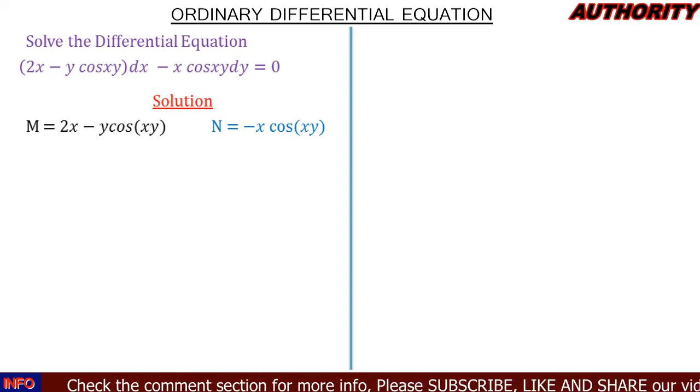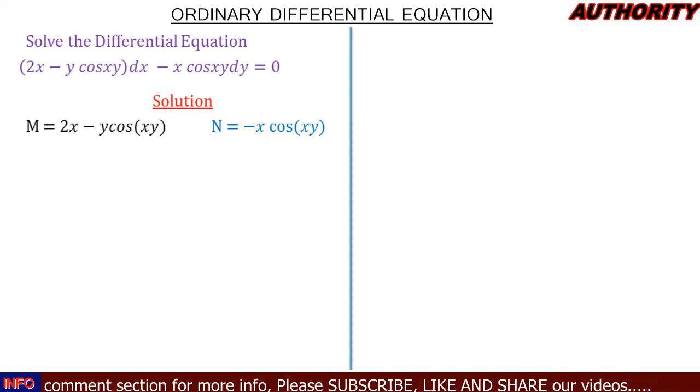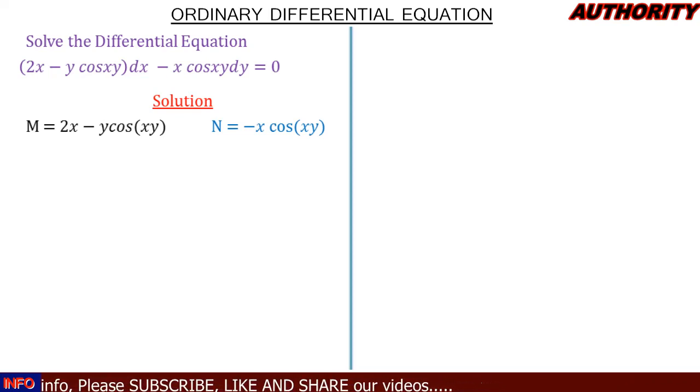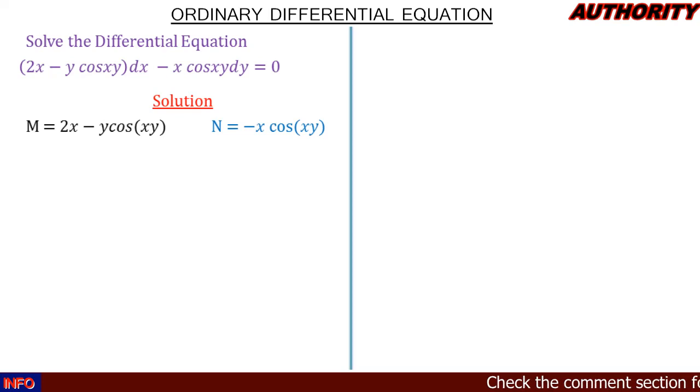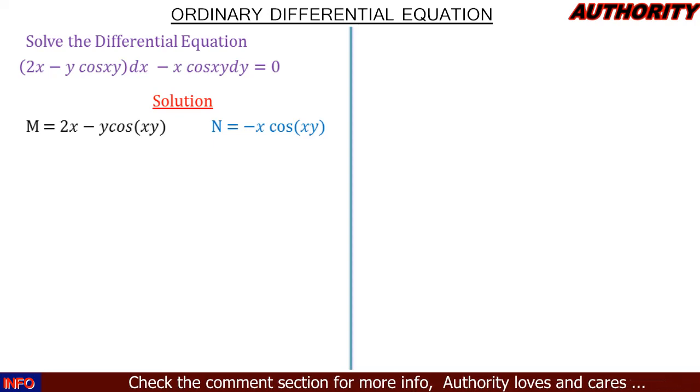Now this is our M. We are going to differentiate this M partially with respect to y, and then differentiate our N partially with respect to x. If these two partial derivatives are equal, then we conclude and say that this differential equation is exact.